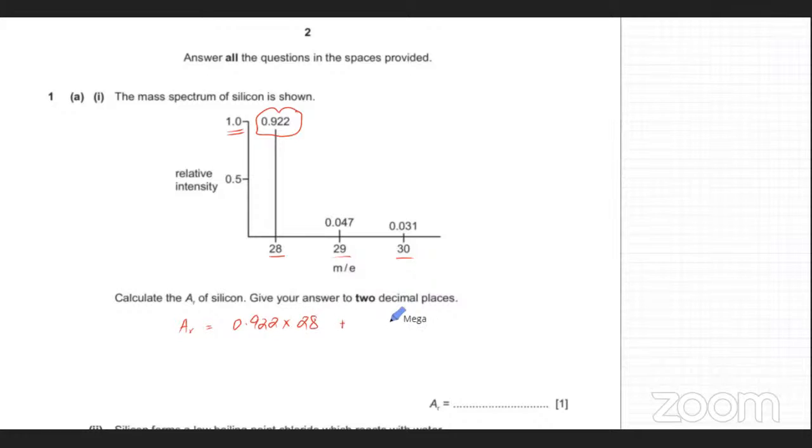Then you're going to multiply 0.047 by the isotopic mass, which is 29. And the last one is 0.031, and that's going to be multiplied by 30.